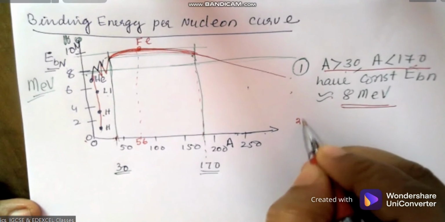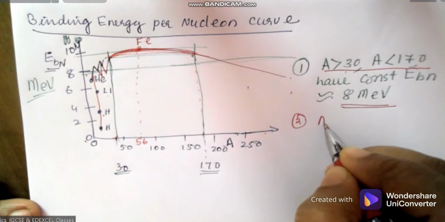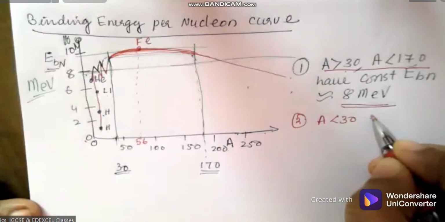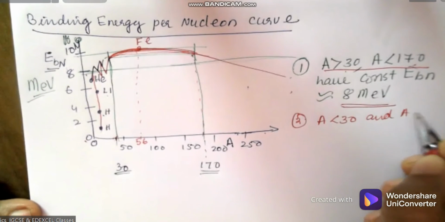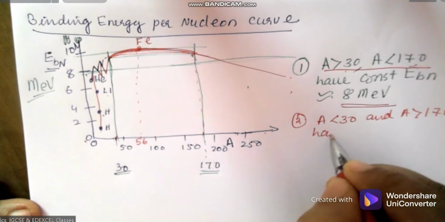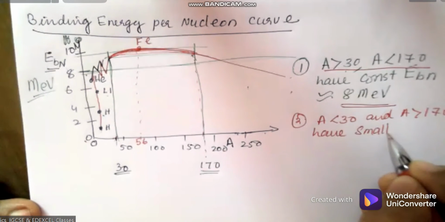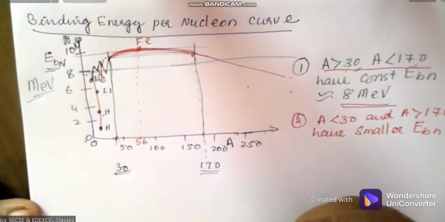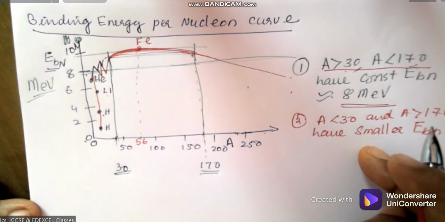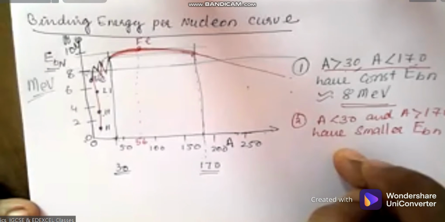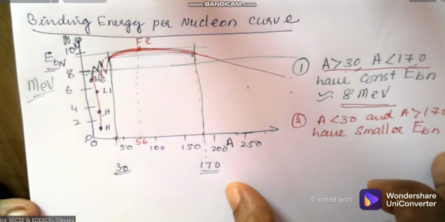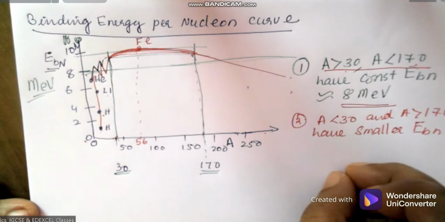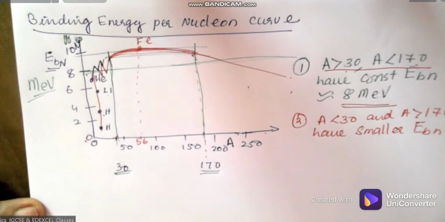This is the first observation that you get, which means elements below 30 and bigger than 170. Okay, number 2. Elements with atomic number less than 30 and atomic number bigger than 170 have smaller binding energy per nucleon. So why is that important? Because smaller binding energy means what? You need to supply only less energy to separate. That means they can be easily separated. That means they are unstable. Okay, that is the sequence.